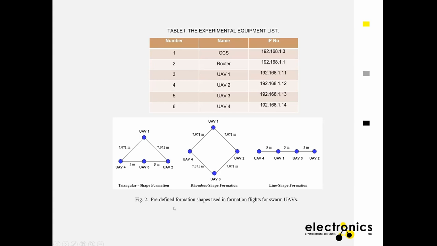In figure two, the predefined formation shapes using the formation control are shown. The first one is the triangular shape formation. The desired distances, described in the formation control as delta ij, can all be seen in the figure. The second one is the rhombus shape, and the third one is the line shape formation. We can now check the experimental results.